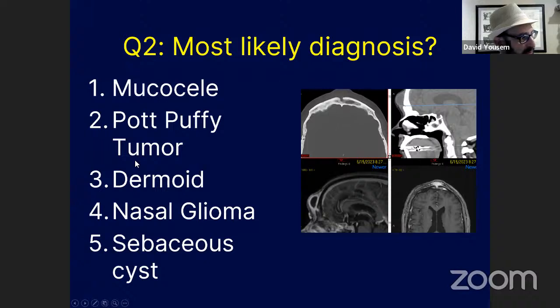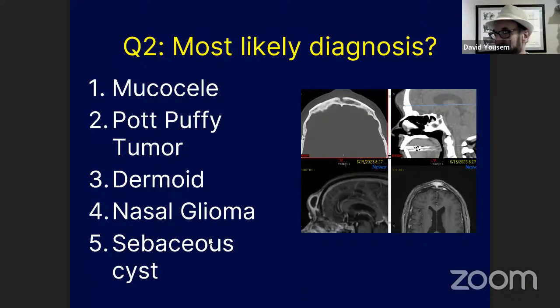Most likely diagnosis for this entity: is this a mucocele? Is this pot puffy tumor? Is this a dermoid? Is this nasal glioma? Or is this a sebaceous cyst? So the most likely diagnosis here, if you think it's a mucocele, answer number 1. If you think it's pot puffy tumor, number 2. If you think it's a dermoid, answer number 3. If you think it's nasal glioma, number 4, or a sebaceous cyst, number 5. So let's see how the audience is doing here.